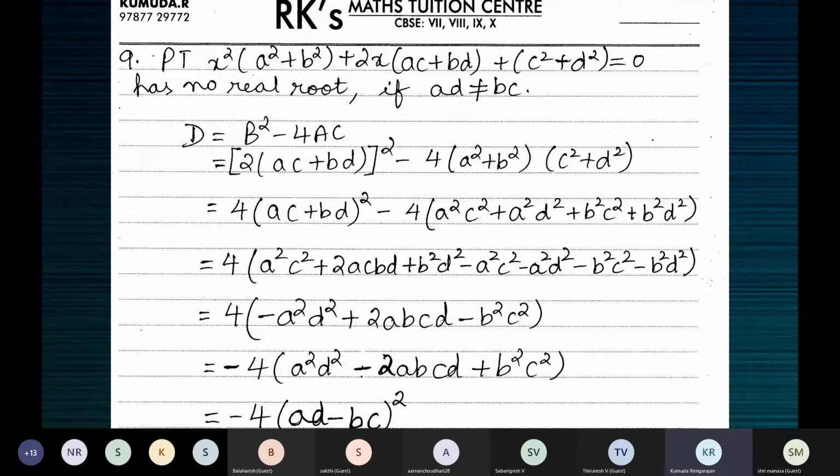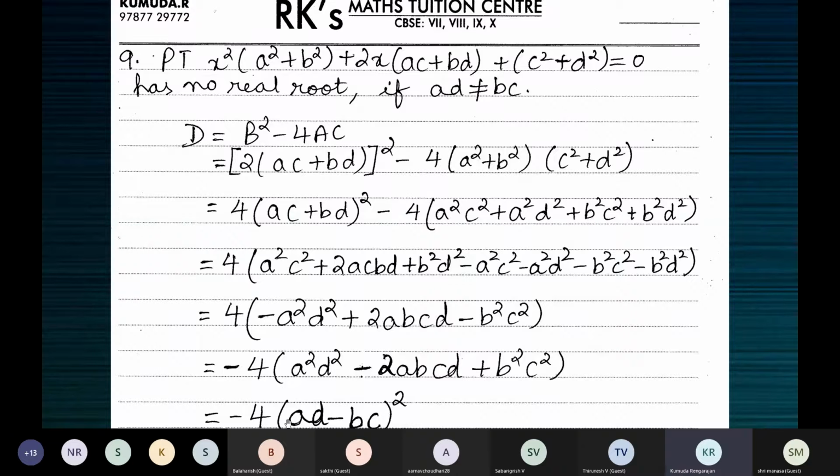Because AD is not equal to BC, we are trying to find D. Using this expression, we have substituted, simplified, and we are here now. At this point, we are trying to judge the value of this expression. We need to prove that this is less than 0. If the value of this one is less than 0, which means D is less than 0, then the given equation has no real roots. So we are trying to judge the value of this entire expression, and we're doing it in parts.